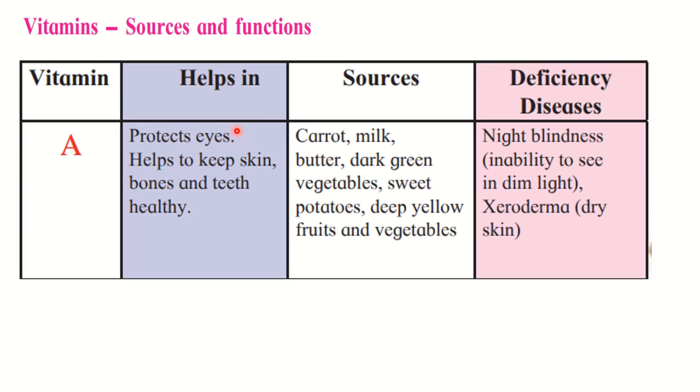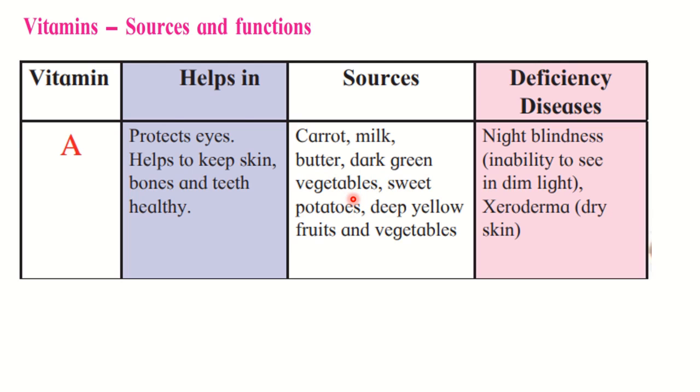The eye is an important organ for human beings, so you can understand the importance of vitamin A. The sources of vitamin A are all yellow and red colored vegetables and fruits. Carrot comes under that; carrot is the main source of vitamin A. Apple is there. Then milk, butter, dark green vegetables, sweet potatoes, all these are sources of vitamin A.